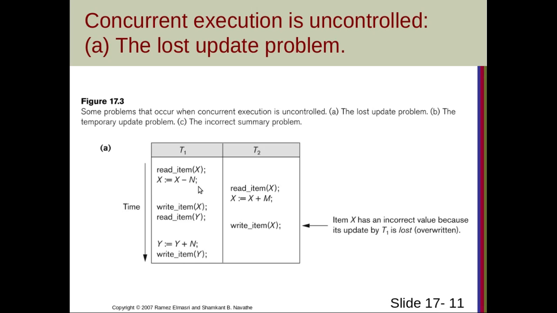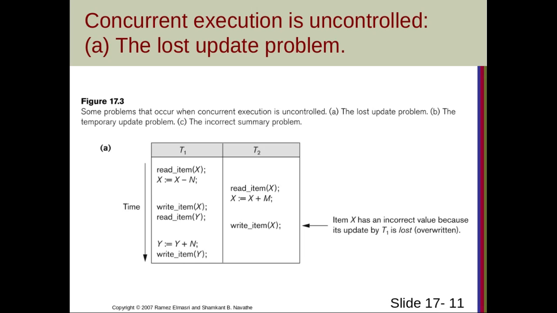When you read item X, you are bringing the content of that block to main memory. Then in main memory you perform the decrementation, decrementing that value. Suppose that the initial value of X is 100, the value of n is 10, and the value of m is 20.